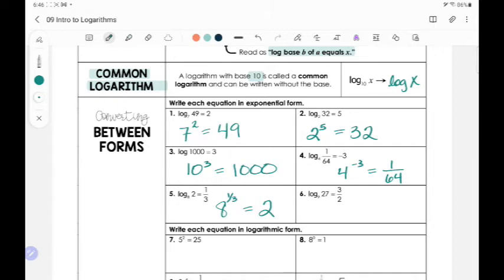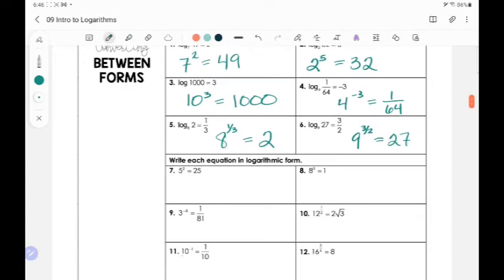What about this one? Sorry, I mixed it up. Log base 9 of 27 equals 3/2. So we've got 9 to the power of 3/2 equals 27. You could test that. It's like 9 cubed and then the square root. What's the square root of 9? 3. 3 to the power of 3 is 27. So it works out both ways.